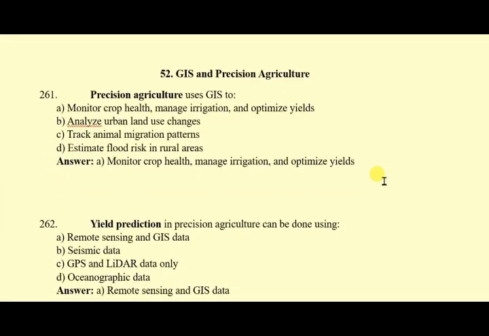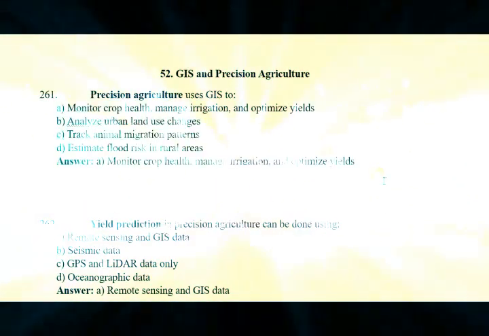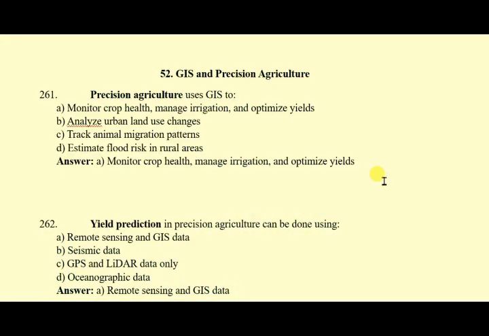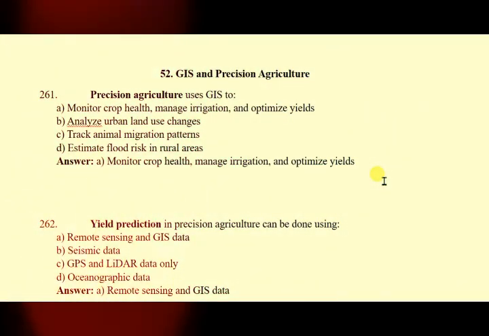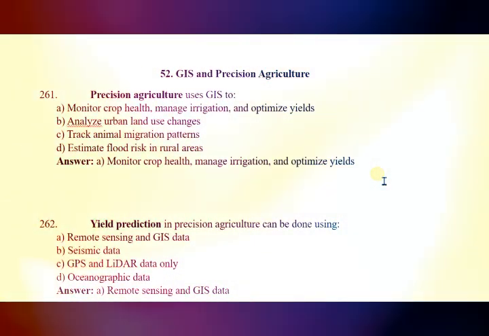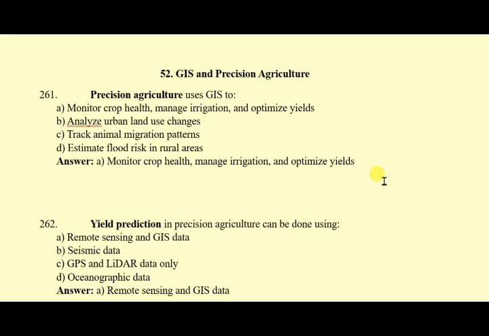Category 52. GIS and precision agriculture. Question 261. Precision agriculture uses GIS to monitor crop health, manage irrigation, and optimize yields. Analyze urban land use changes, track animal migration patterns, estimate flood risk in rural areas. Here the correct answer will be monitor crop health, manage irrigation, and optimize yields.